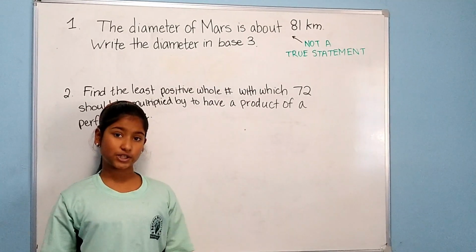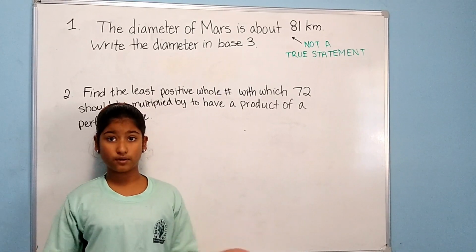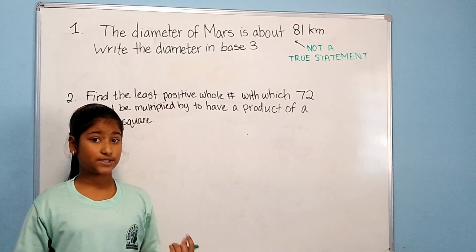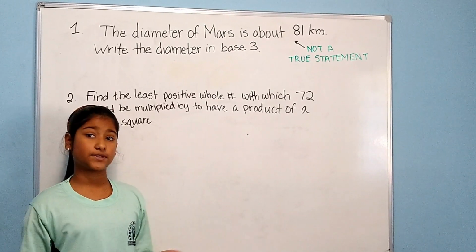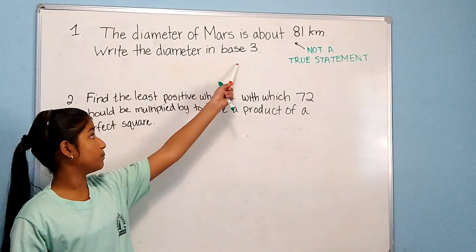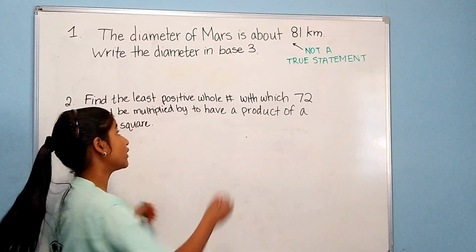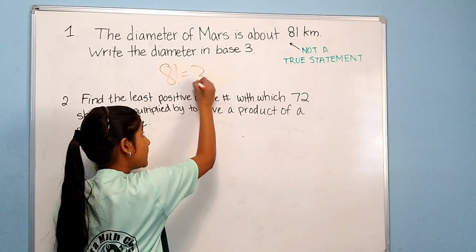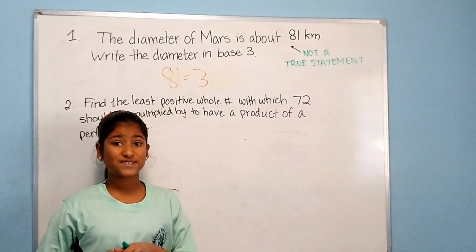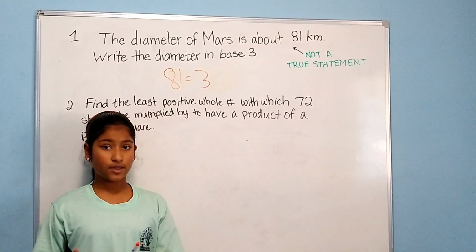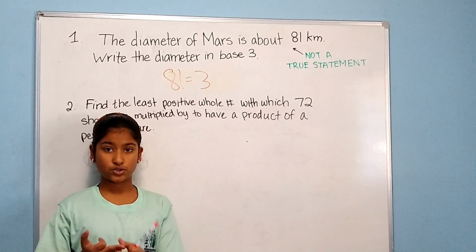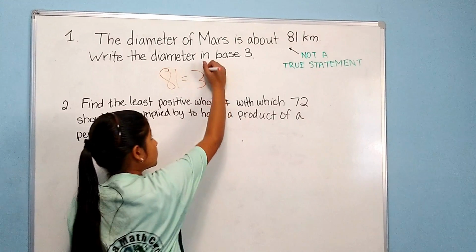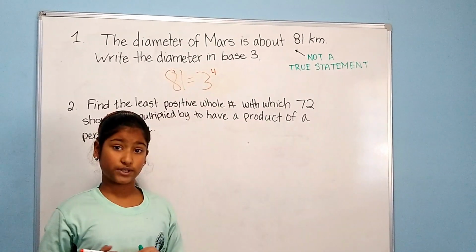Okay, let's do some practice problems based on what we've learned of exponents. The diameter of Mars is about 81 kilometers. This is not a true statement, I just did it for the purpose of this problem. Write the diameter in base 3. So we're trying to solve for 81 in base 3, meaning that 3 is the base, and we're trying to solve for the exponent. Let's count to see. 3 times 3 is 9, 9 times 3 is 27, 27 times 3 is 81. So that's 4 times. So 81 is equal to 3 to the power of 4.